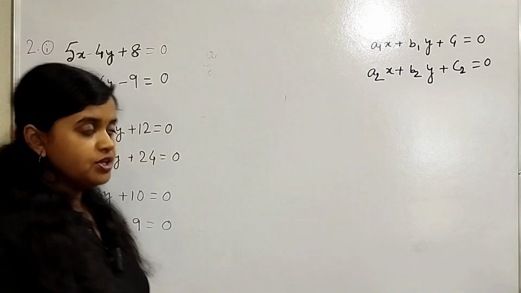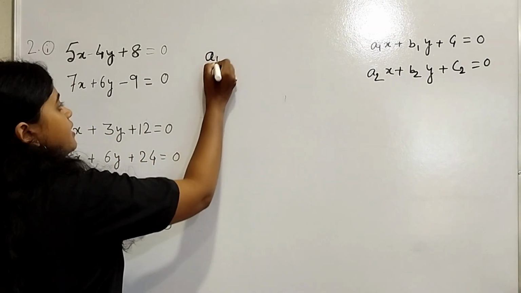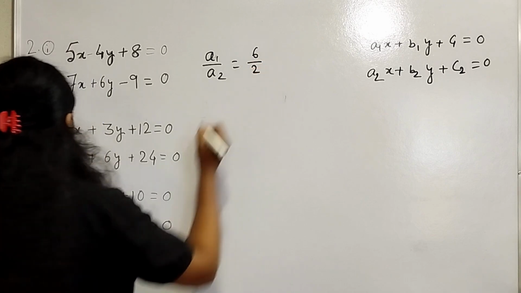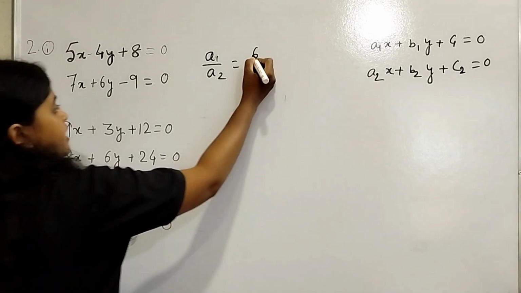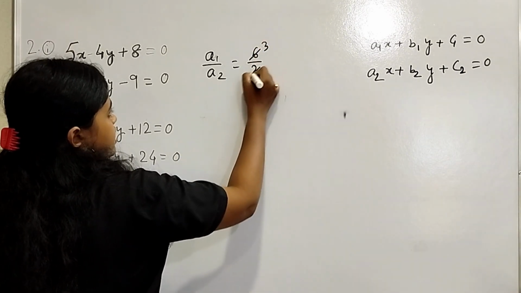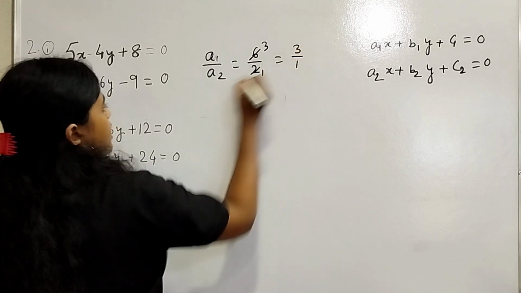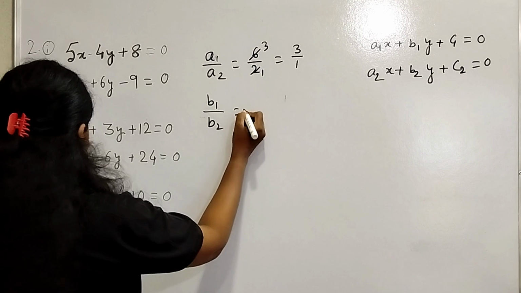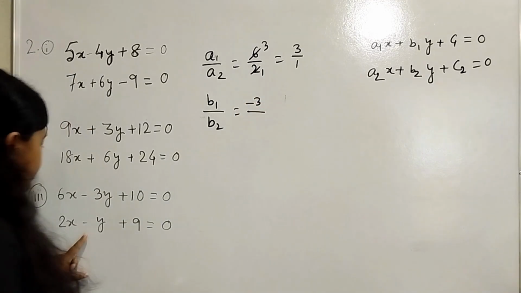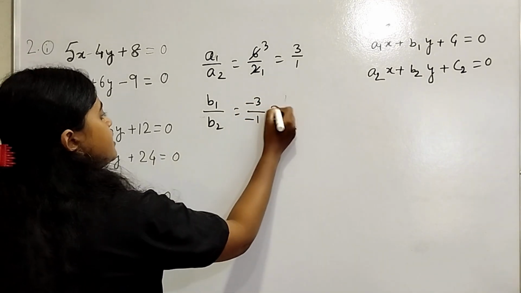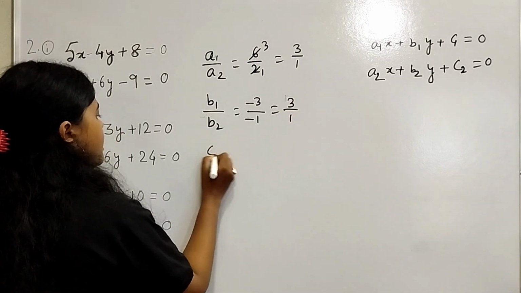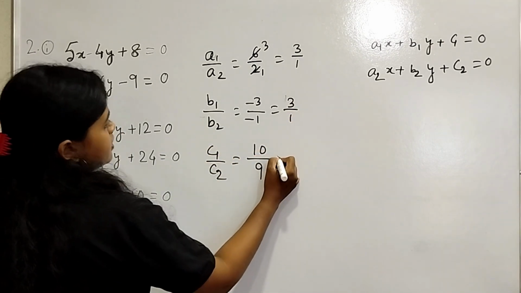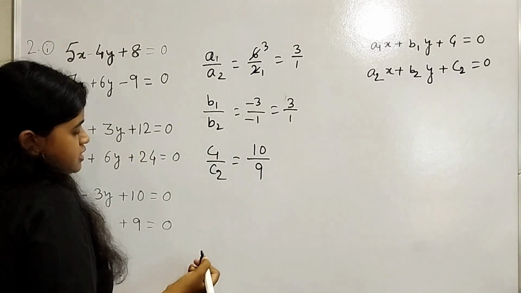For question number 3, A1 by A2 equals 6 by 2. If I cancel that, 2 3s are 6 and 2 1s are 2, that is 3 by 1. In this case B1 by B2 is minus 3 by minus 1, that is 3 by 1. And C1 by C2 equals 10 by 9.